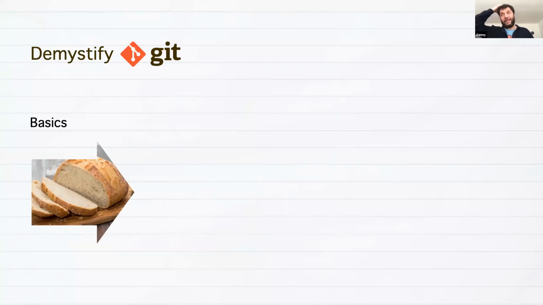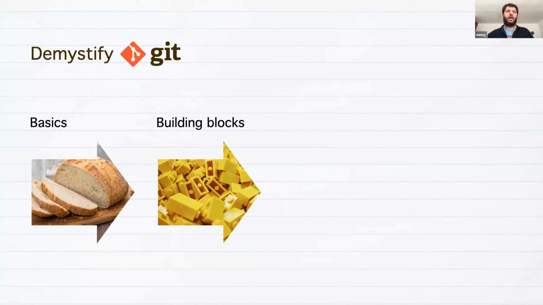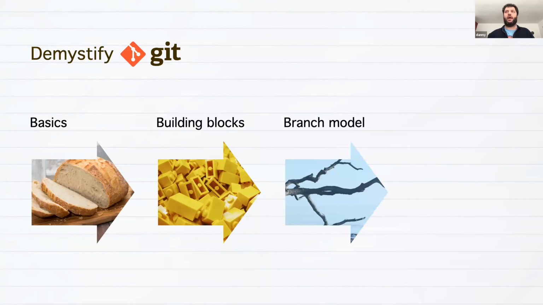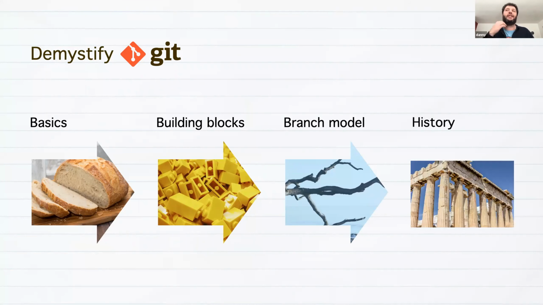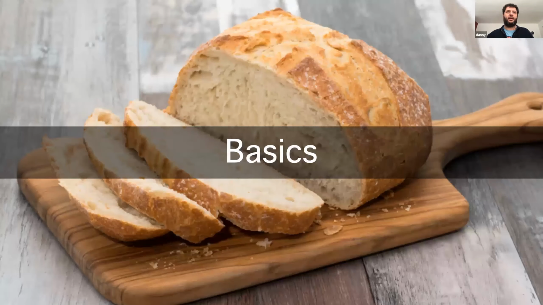So I'm going to try to demystify it a little bit. What I'm going to do first is talk about the basics of Git, which hopefully everyone understands, but I will run through it quite quickly. Then I'll talk about the building blocks of Git, what Git actually is under the hood. I'm going to talk a little bit about the branch model, which I think is the part of Git that people find most confusing. And then I'm going to talk a little bit about the history and how you can manipulate it. Let's start with the basics.